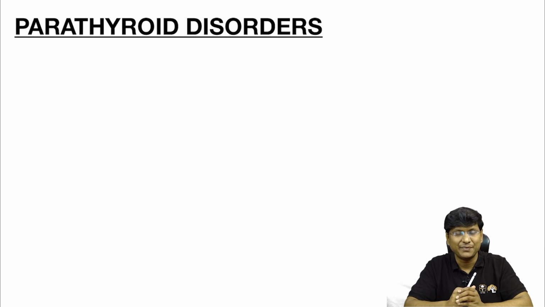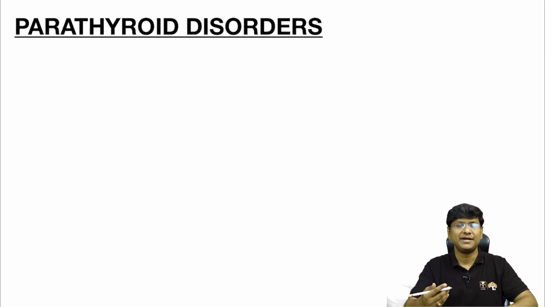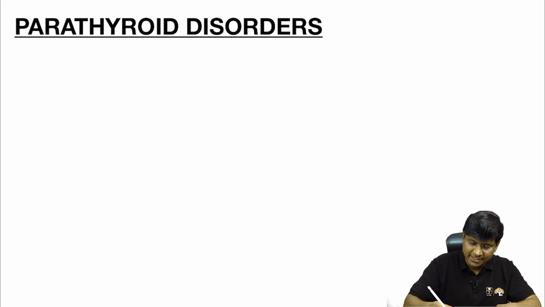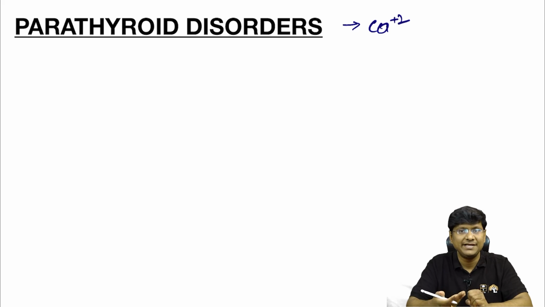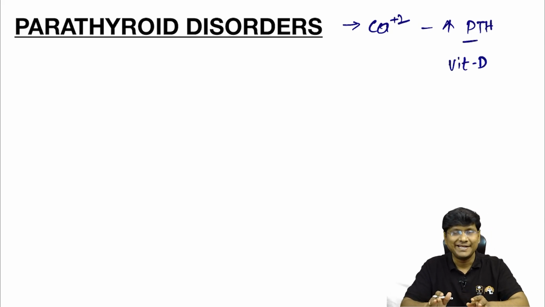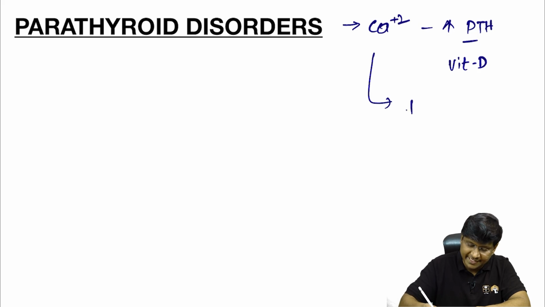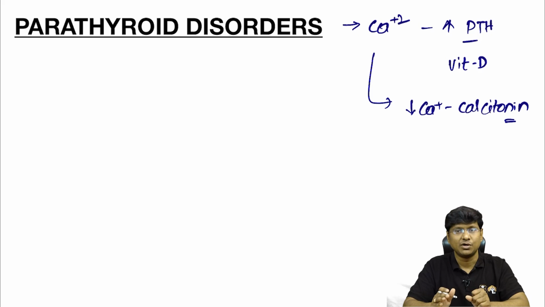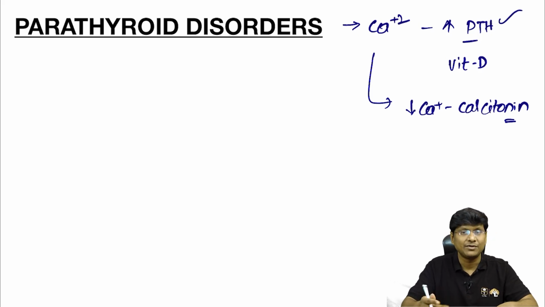So now let me do a quick revision of parathyroid disorders, in which we'll be doing a quick revision of hyperparathyroidism as well as hypoparathyroidism. First you need to be aware in brief about the regulation of calcium. The hormones which increase the levels of calcium in our body are parathormone and calcitriol, which is nothing but vitamin D. The next important hormone, which will decrease the calcium level, is calcitonin. Calcitonin is produced by the parafollicular cells of the thyroid gland, whereas parathormone is produced by the chief cells of the parathyroid gland.